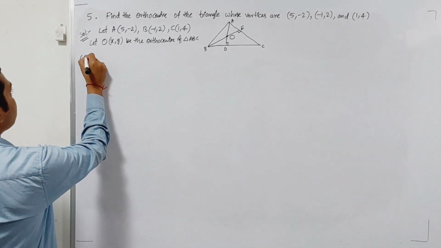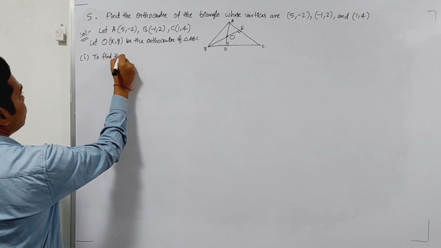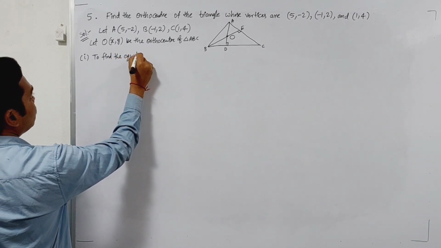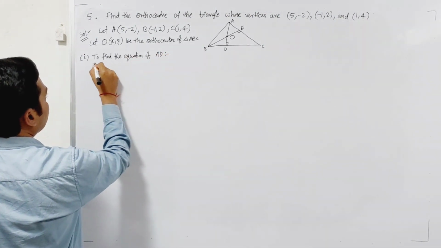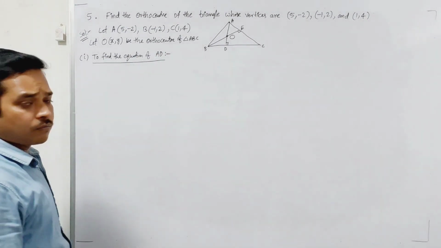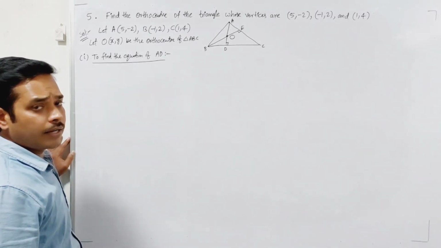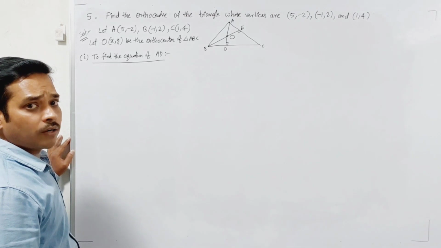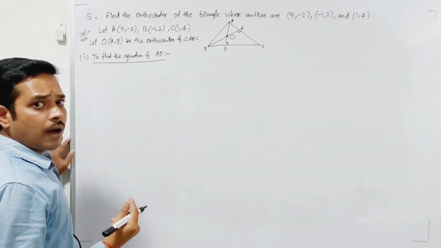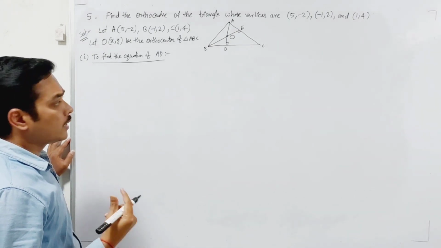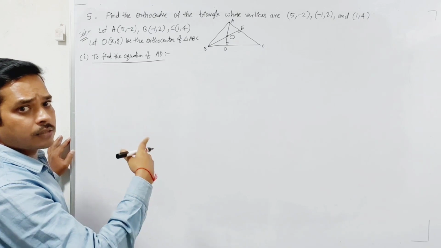First, find the equation of AD, the altitude. How do we find the equation of AD? Already, how to find the straight line equation? If you know one point and one slope, we can find the equation of any straight line. Here AD is also a straight line.